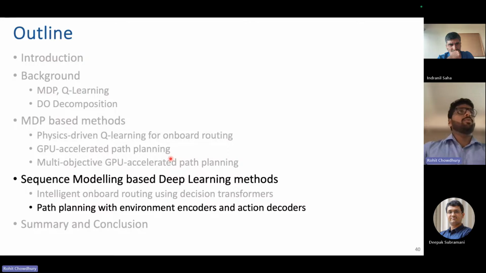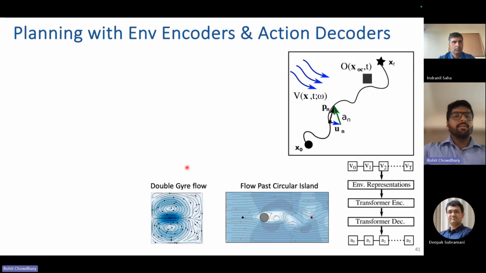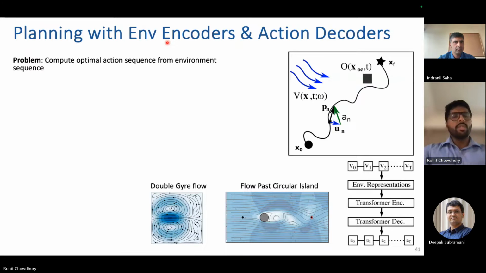And now I'd like to move on to the last piece of work, where we try to do path planning, not onboard routing, but simple path planning with environment encoders and action decoders. So now the problem statement for this work is as follows. The agent has to go from x naught to xf in the presence of this velocity field v, but there will be obstacles in the way as well. And the idea or the problem at hand is to compute an optimal action sequence from a sequence of environment information.